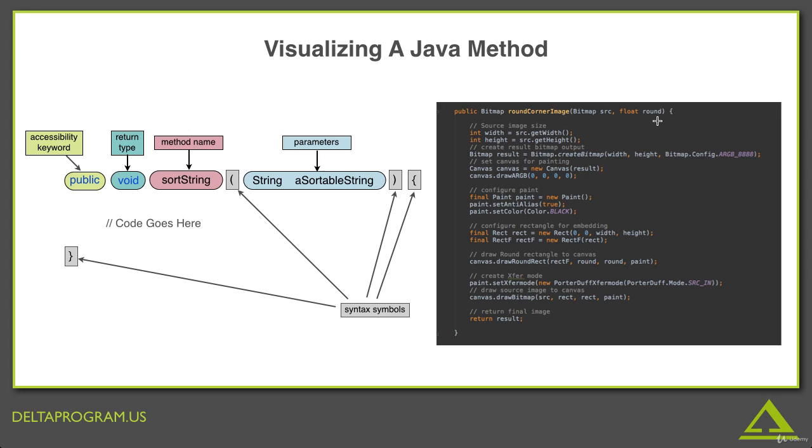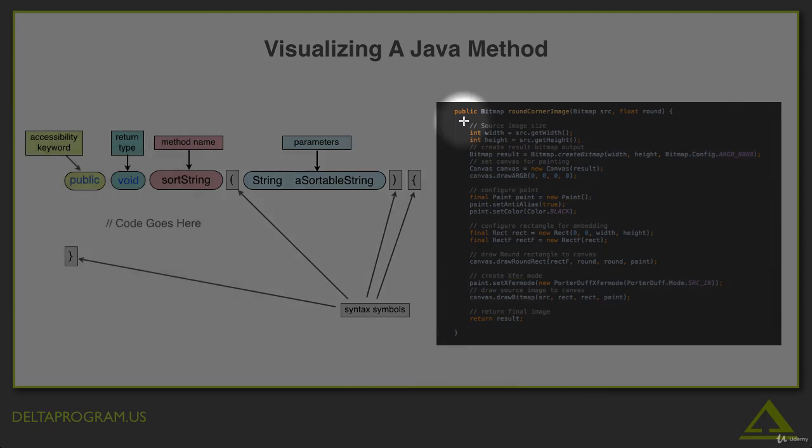Okay, the only other thing we haven't talked about is the accessibility keyword, in this case public. That just means you can access this method from anywhere else in the code without restrictions. For now, that's fine, but we'll talk later about the other types and why accessibility is so important.